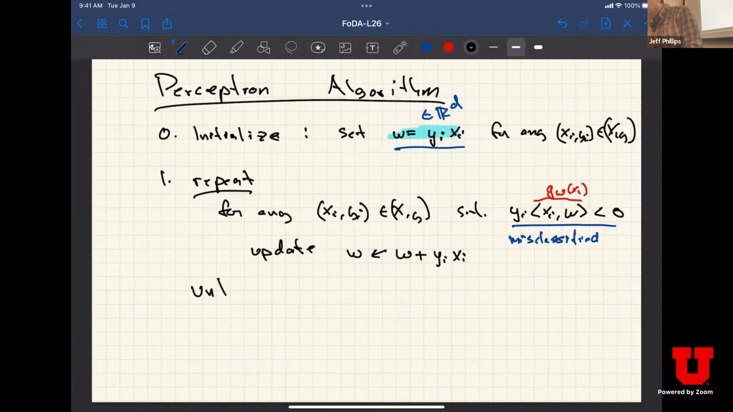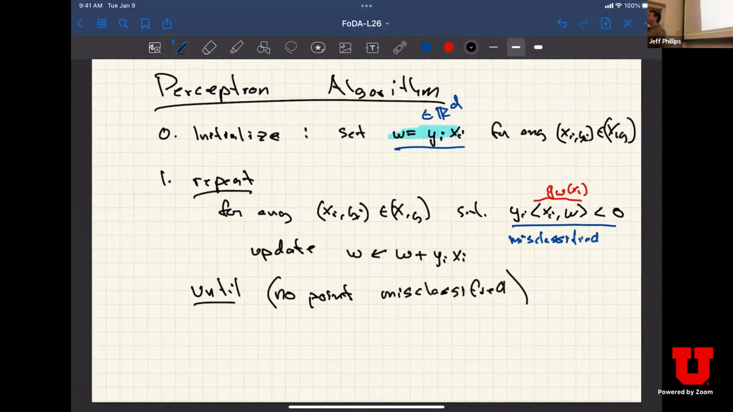Repeat until no points are misclassified. If there was not a perfect linear separator, then I can't end this, because I would never have no points misclassified. I would keep updating forever. You could say, or say t steps. I could set some upper bound on the number of steps, and we'll see we can actually get a bound on how large t will need to be. It's not going to be too large. We aren't going to need that many steps.